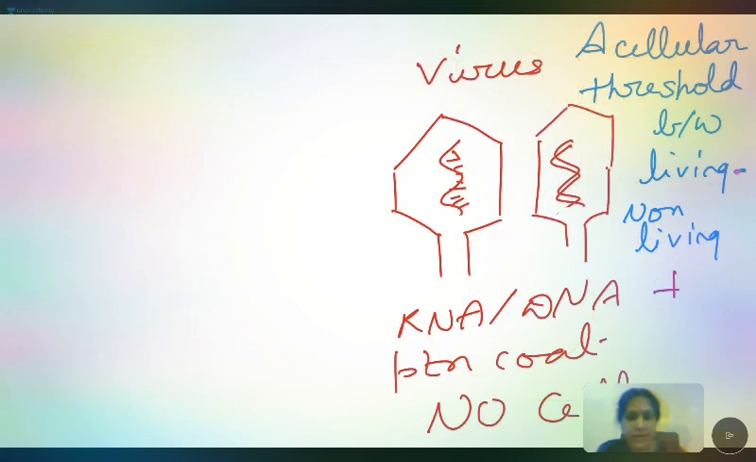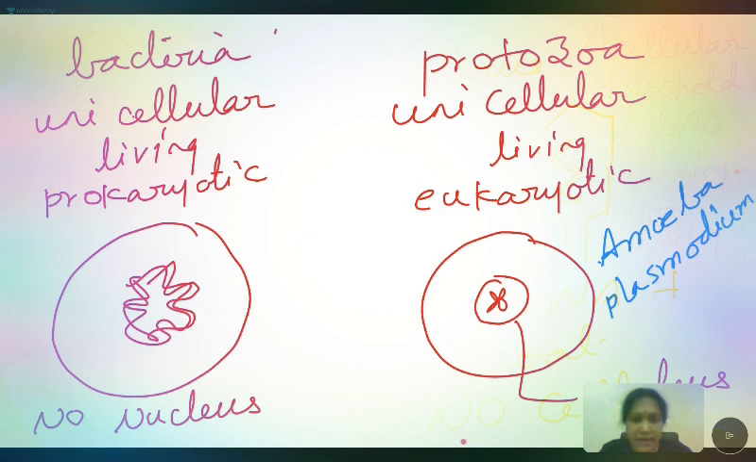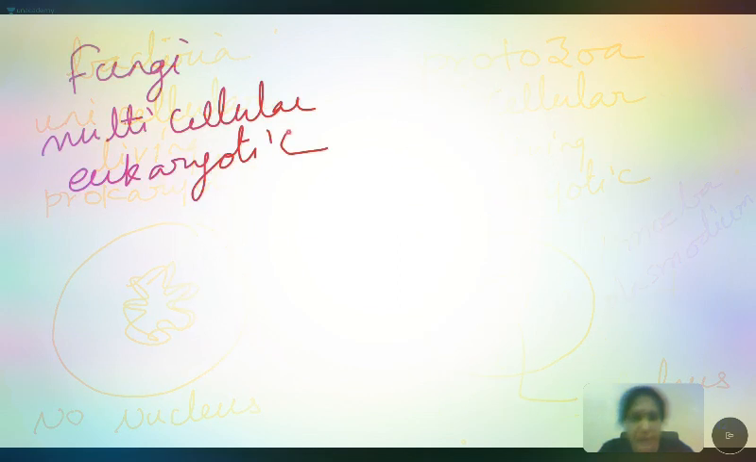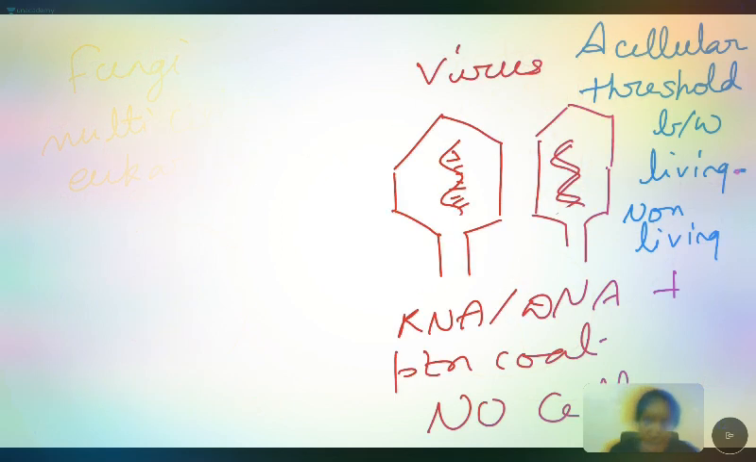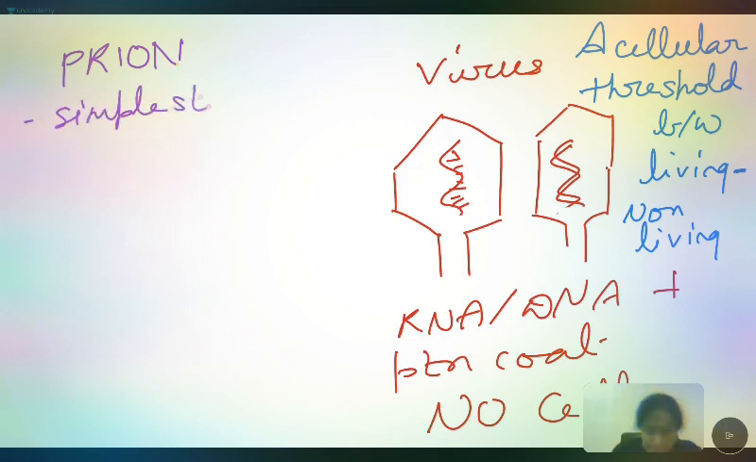Most simple is virus. More complicated than this is bacteria, more complicated than that is protozoa, and even more complicated, a bigger organism, is fungi, multicellular. And now, if you observe, I kept a slot vacant here. That is prions. These we can say are the simplest pathogens.